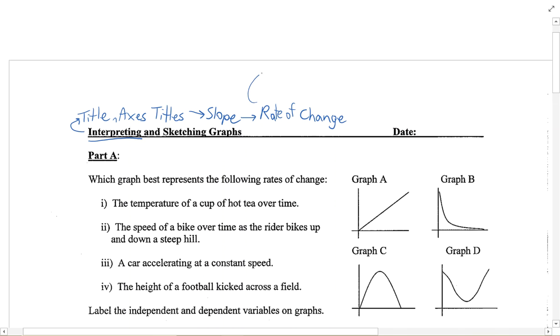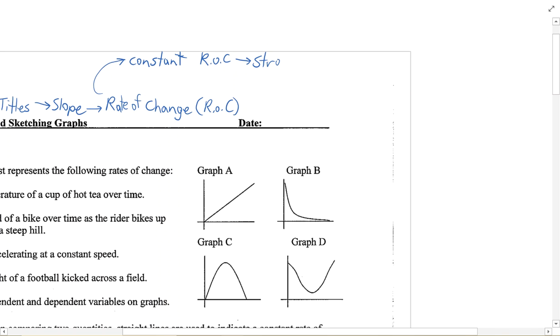If your rate of change is constant, then what happens is you have a straight line. And that's what we've been looking at. So far we've been looking at straight lines, and that's because we have a constant rate of change, ROC. So rate of change is often abbreviated ROC, and if it's a constant rate of change, then it is a straight line. Okay, if it's curved, it can be one of two things.